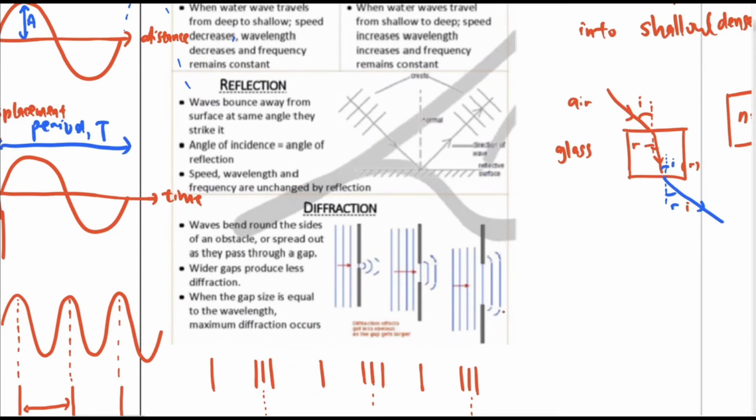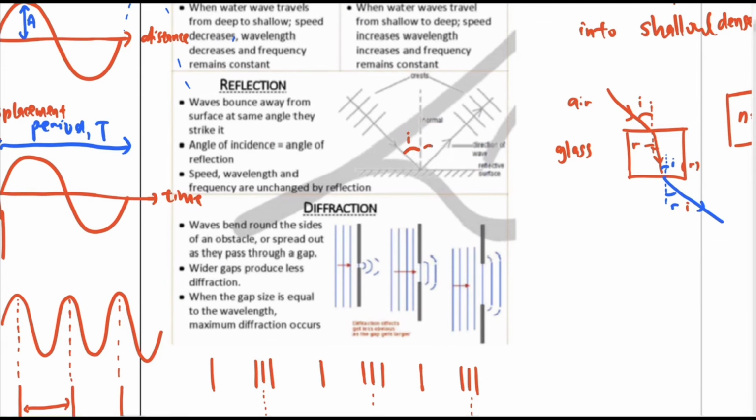So reflection, there are only a few words. Wave bounces away from a surface at the same angle that it strikes it. So the wave strikes the surface and then bounces away with the same angle. So what is meant by the same angle? The angle is here, counted from the normal. From the wave to the normal, this is i. This angle forms first, so this is i.